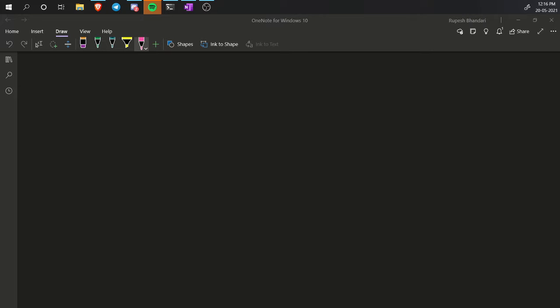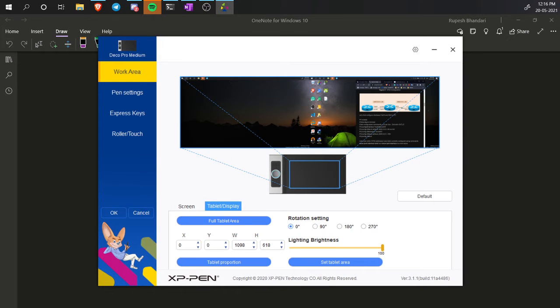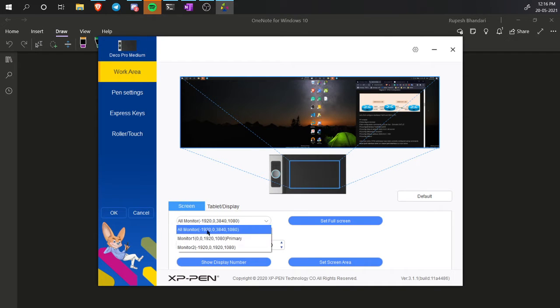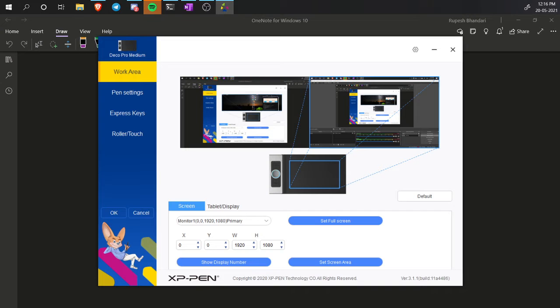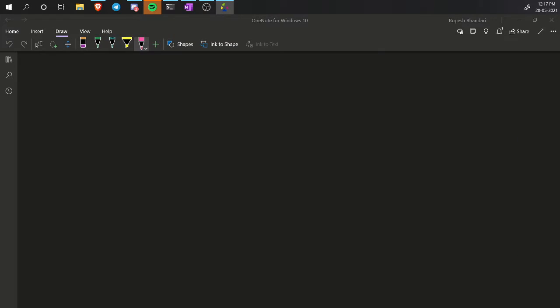So let me just figure out a few things over here. Let me just set the settings a bit so that you guys can actually start. Oops, I selected the wrong monitor. Okay, so once that is out of the way, now I can start doing my job.